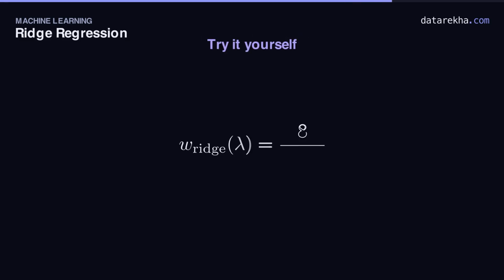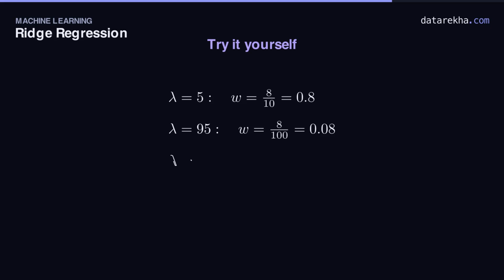Your turn. Keep that same data set, ridge weight equal to 8 over 5 plus lambda. Here's the question. As lambda grows without bound toward infinity, what happens to the weight? Pause, think it through, and predict what the model ends up doing. I'll wait. Let's just watch it happen.